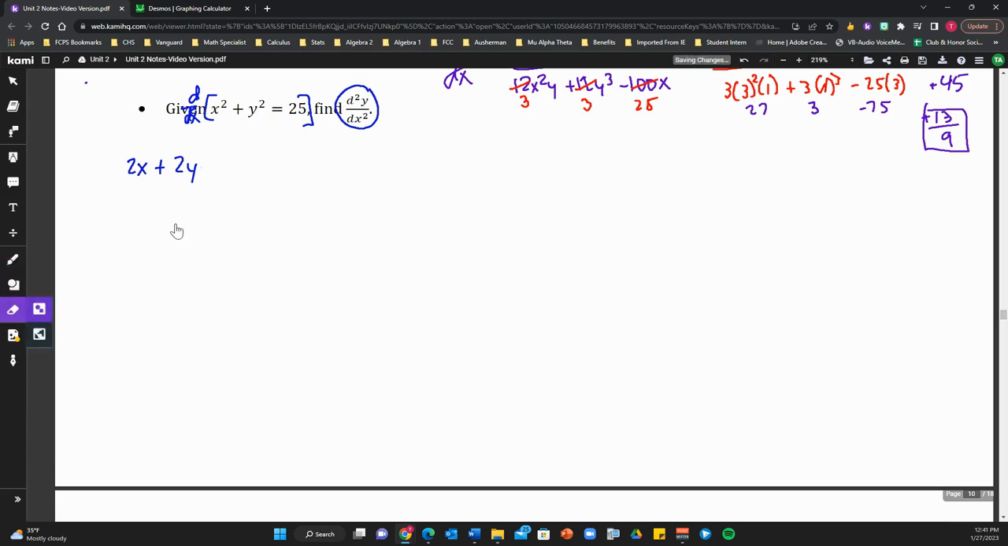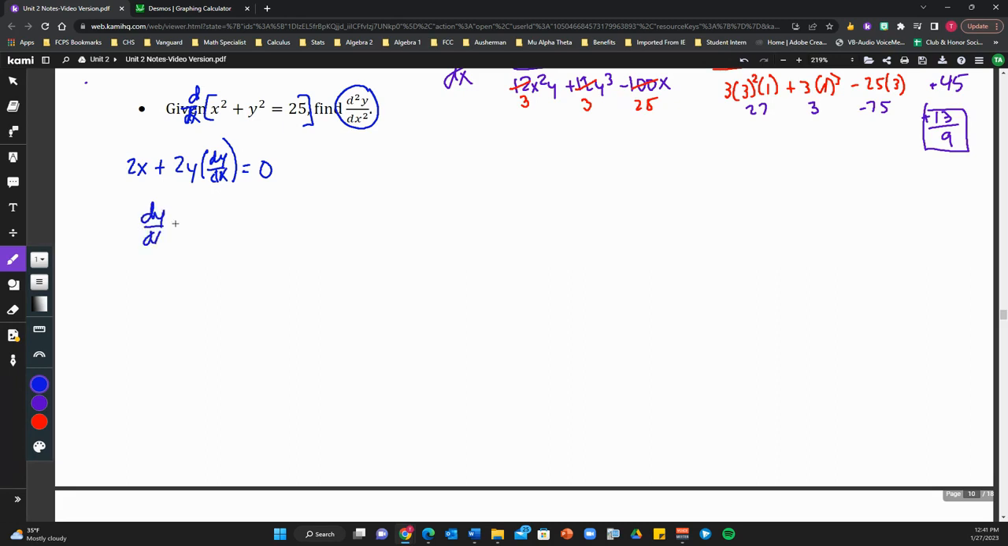And I forgot my chain rule. Let's try that again. 2x plus 2y times dy/dx equals 0. There we go. So again, simple pieces. There's not a lot of pieces to the original, so we only end up with two terms here. I'm going to move the 2x over and then divide by the 2y to isolate dy/dx.